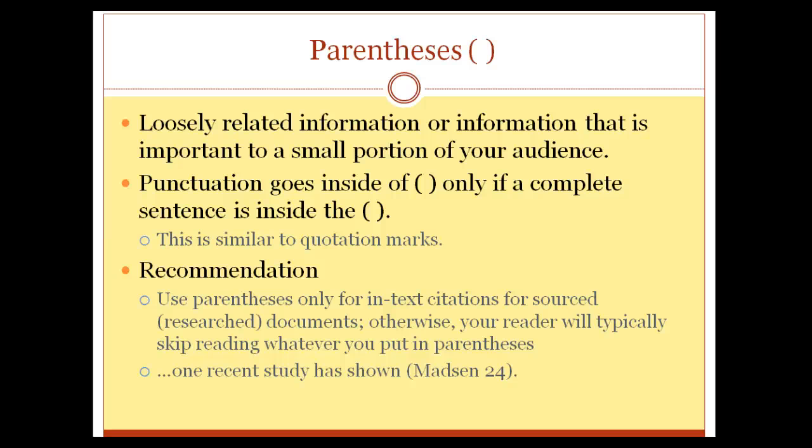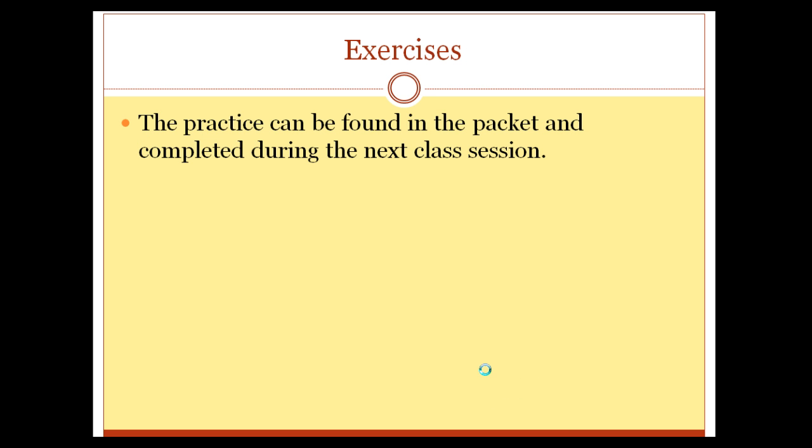My recommendation is use parentheses only for in-text citations for sourced or research documents, such as research papers. Otherwise, your reader will typically skip reading whatever you put in parentheses. An example below is that one recent study has shown, and then you have the author name, last name, and the page number, and the period on the outside, because this is not the whole sentence. Everything else here is a sentence, and that's the in-text citation. Didn't give any new examples because this isn't terribly complicated, except for the possibility of the punctuation.